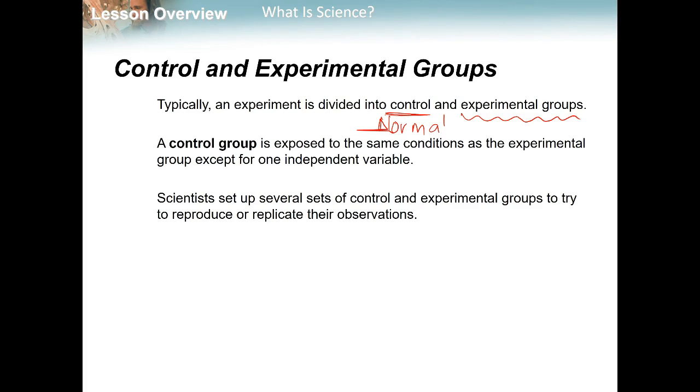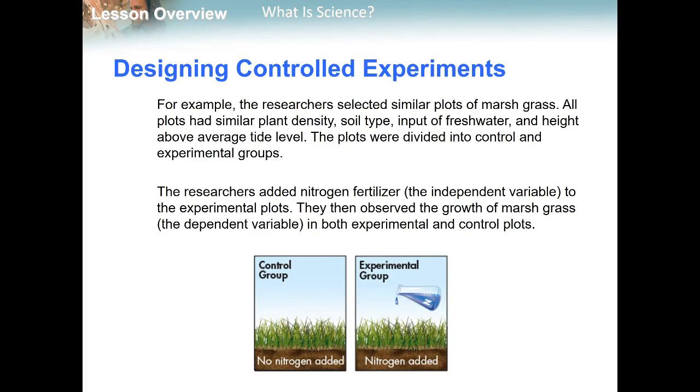So a scientist is going to set up several sets of a control and experimental groups to try to reproduce or replicate their observations so that they can see the effect that the variables have. So let's go back to our graphs that we're seeing here. Here they have two groups. They have the control group that you see right here and the experimental group that they have right there. In the control group, they're not going to add any nitrogen. They're going to keep it at the normal amount. And in the experimental group, they're going to add nitrogen to it because that's the fertilizer.